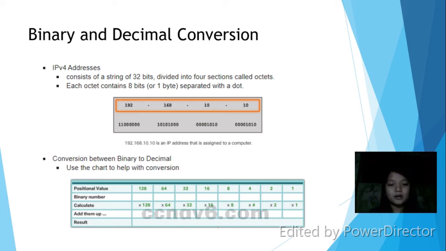64 is also no, 32 is also no, and 16 is also no. For 8, is 10 greater than or equal to 8? Yes, so we put 1 there. Then 10 minus 8 is 2. Is 4 greater than or equal to 2? No, so it's 0. Then 2 is greater than or equal to 2, so yes, it's 1. Then 0, so just like that.